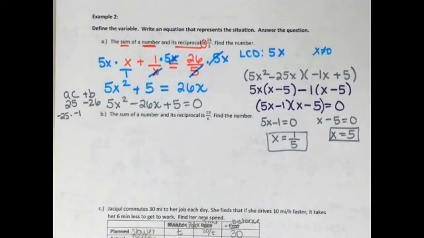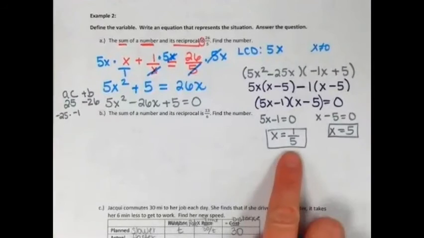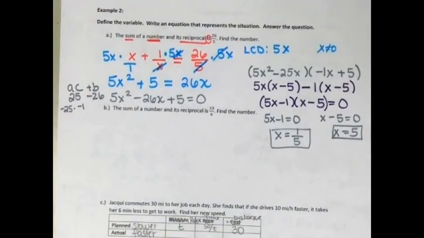And X couldn't have equaled 0, right? So both of them work, because what's the reciprocal of 5? 1/5. And what's the reciprocal of 1/5? 5, right? Go ahead and do B.